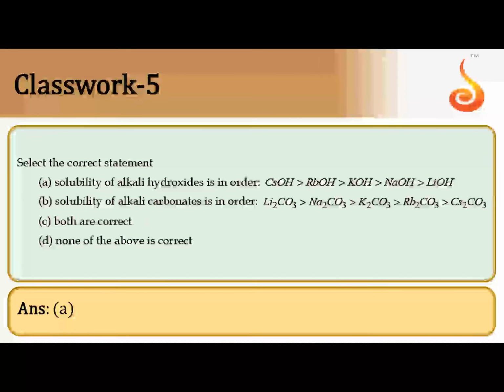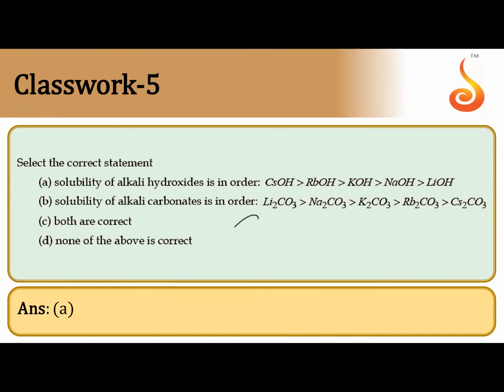Please note it down. Going to the next slide. Select the correct statement. Solubility of alkali hydroxides are in the order cesium hydroxide, rubidium, potassium, sodium, lithium. Let us have a highlight on this. Children, this is cesium, this is hydroxide. Can a bond form between elephant and ant? See, understand my question correctly.